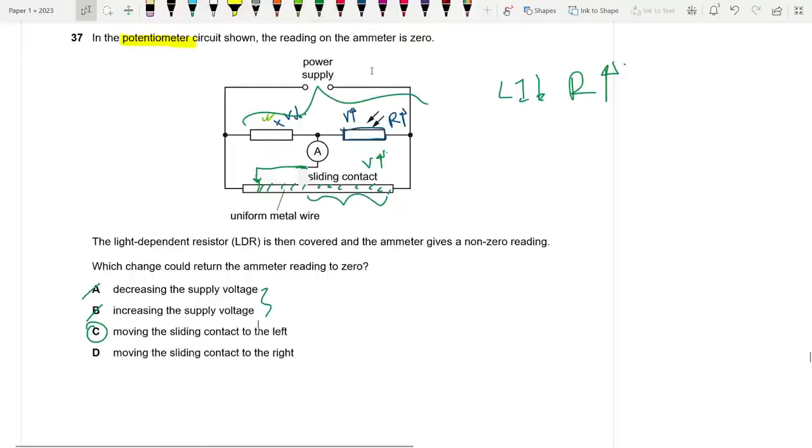And if we put more light on it, resistance would decrease, its voltage would decrease. We would need to move the sliding contact to the right to balance things off.